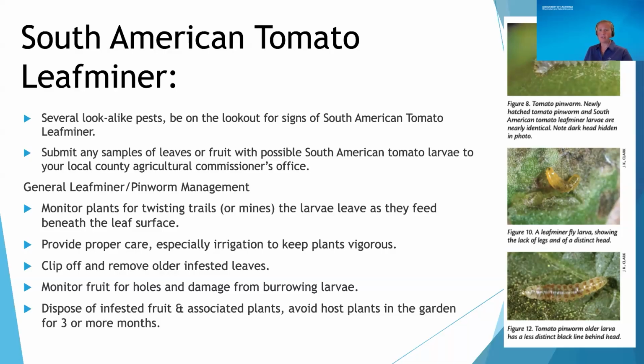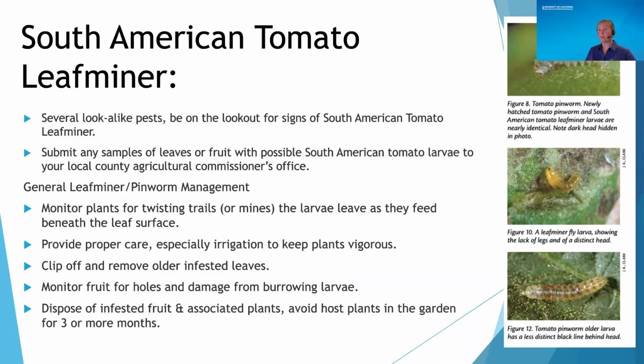You can look for twisting, squiggly trails on your leaves, fruit with small holes or soft spots from the larvae boring inside, and wilting or damaged buds, especially on the younger plants. So the best thing you can do is keep your plants healthy, especially with good watering habits. Stressed plants are more vulnerable to these pests. You can clip off and remove older infested leaves to reduce the number of larvae. Always inspect your fruit regularly and look for signs of burrowing or holes, and dispose of any infested fruit or plants in the trash, not the compost.